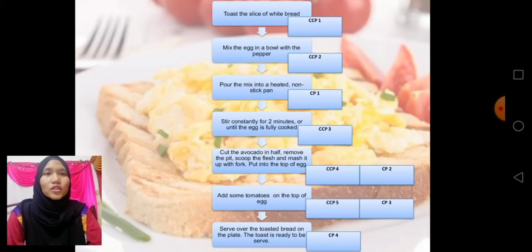Firstly, toast the slice of white bread is CCP1. Mix the egg in a bowl with the pepper is CCP2. Pour the mix into the heated non-stick pan is CP1. Stir constantly for 2 minutes or until the egg is fully cooked is CCP3. Cut the avocado is CCP4 and CP2. And add some tomatoes on top of the egg is CCP5 and CP3. And lastly, serve over the toast, treat on the plate, and ready to serve is CP4.